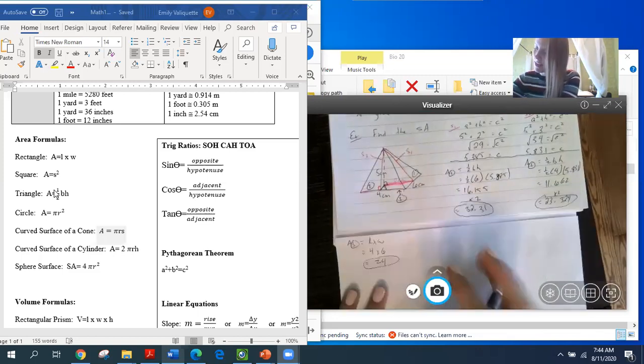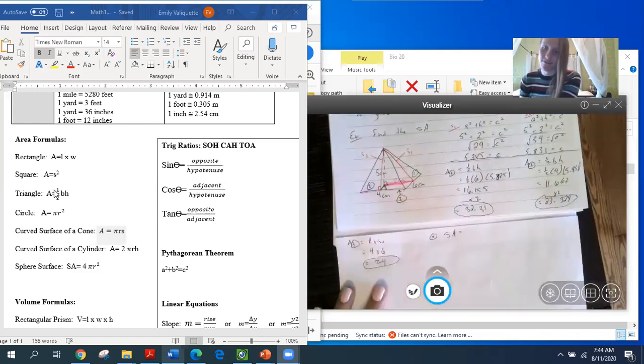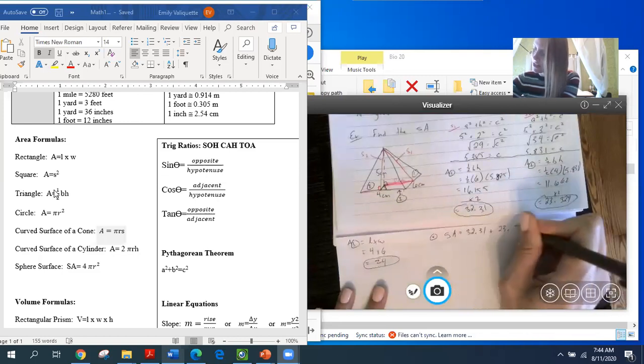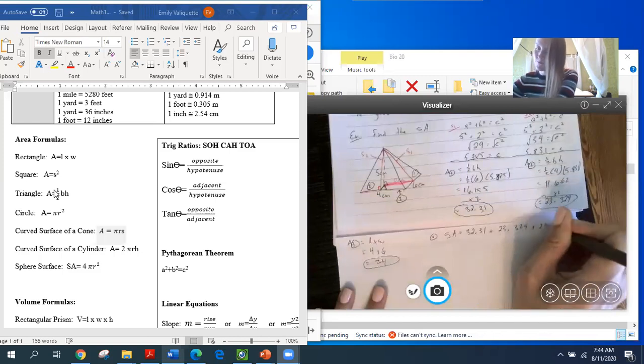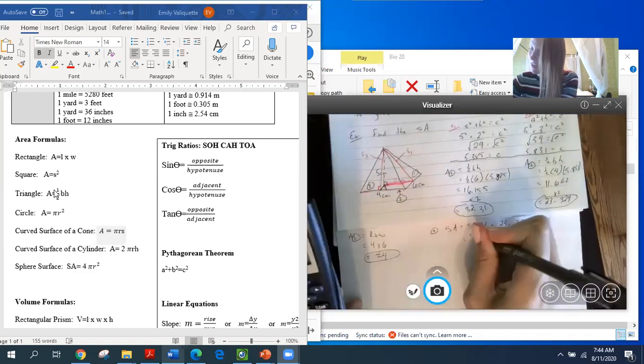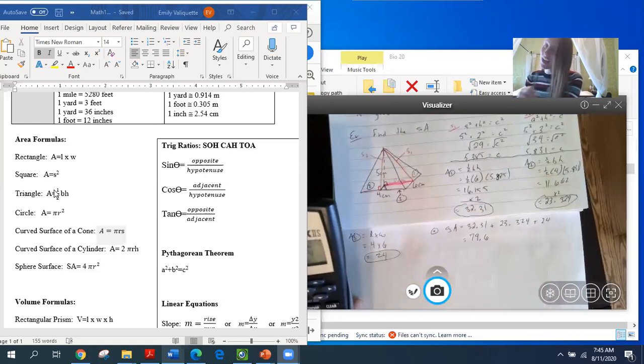My very last step then, which I will just call step number 4, is to find the surface area. And for that, I just add together everything I've circled. So my 32.31 plus 23.324 plus 24. And I get 79.6-ish. You can do 79.63 or 79.634. I'm fine with at the end having 1 to 2 decimal places.